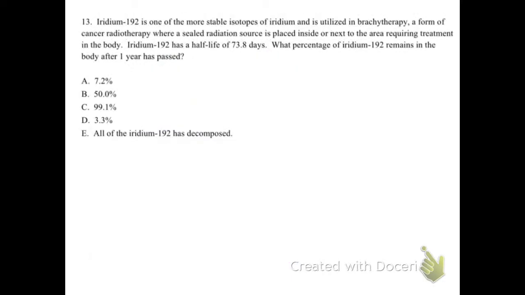Okay, in this question, we're looking at the decay of a radioactive isotope. We're told it has a half-life of 73.8 days, and we're asked for how much will remain in the body after 1 year has passed. Wait a minute. Look at these. We have a units discrepancy. 73.8 days is our half-life. 1 year. Let's do some conversions here.